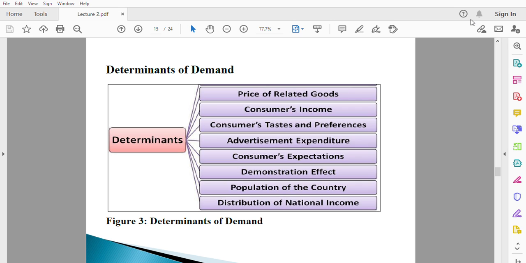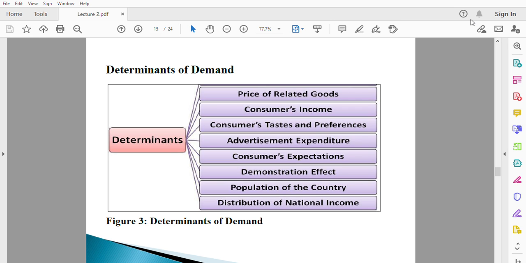Another is consumer expectation. If consumers are expecting that the price of a commodity will increase, though the price of the commodity has not changed, they will quickly buy more of the commodity so that they would save some money when the price increases. And also demonstration effect. Sometimes you would want to give a commodity a try, or someone has told you that this commodity is very good, but you have not consumed it before. So the price of the commodity has not decreased, but you just decide to buy that commodity, or because you want to experiment.